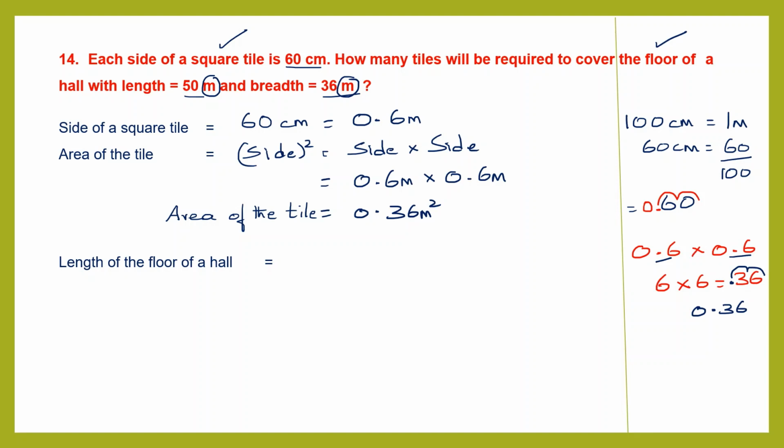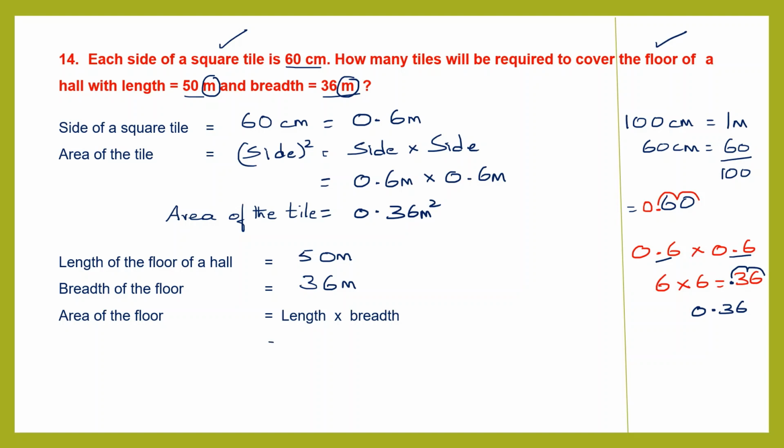Now let's find the area of the floor of the hall. Length of the floor of the hall is given to us as 50 meters. The breadth of the floor is 36 meters. Now area will be length into breadth, which is 50 into 36. So let's multiply 50 into 36.